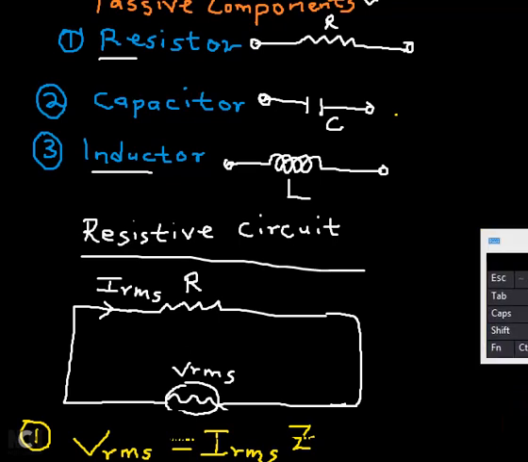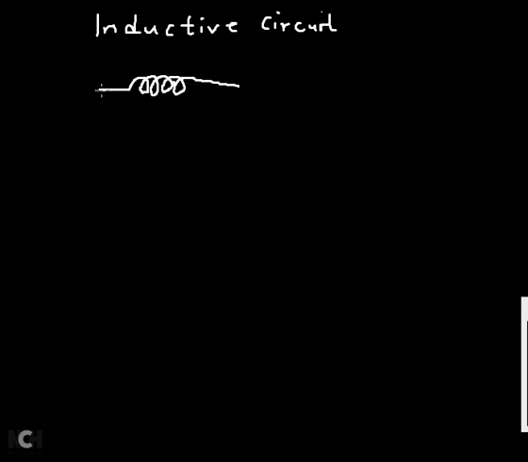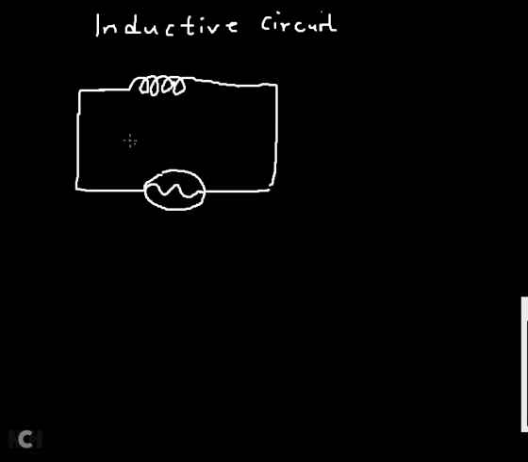All right, so inductive circuit. So I will connect an inductor first. You know, an inductor is a coil. Okay, an inductor is simply a coil. So I connect alternating current across it. All right, current flows, voltage is also supplied.